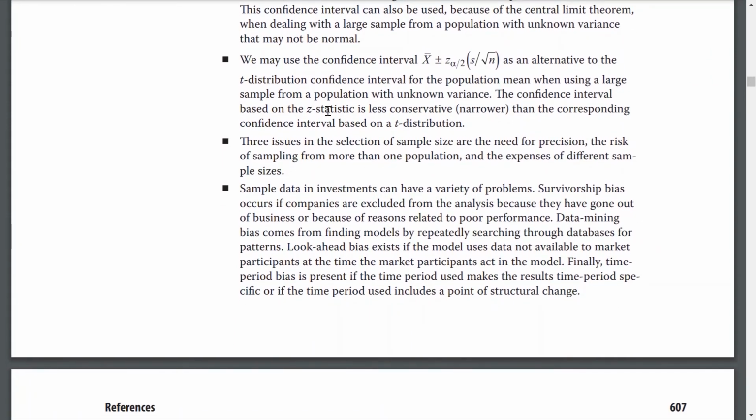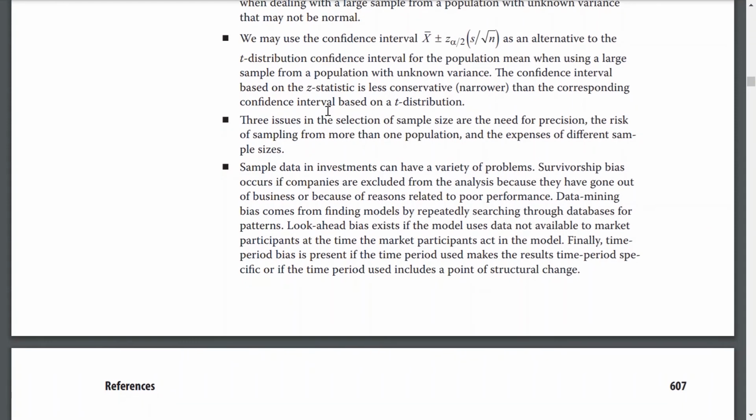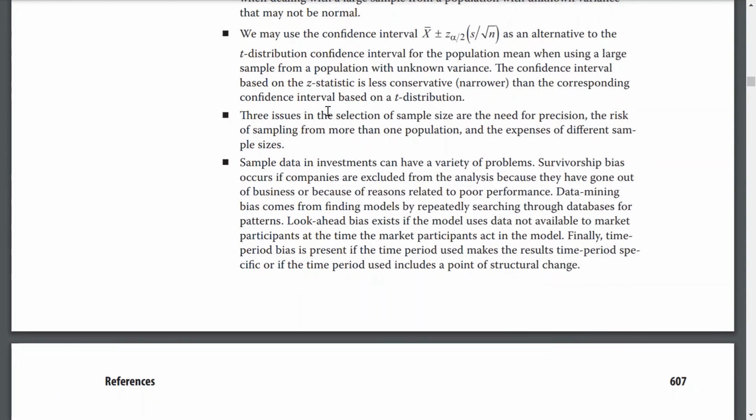Three issues in the selection of sample size are the need for precision, the risk of sampling from more than one population, and the expenses of different sample sizes.